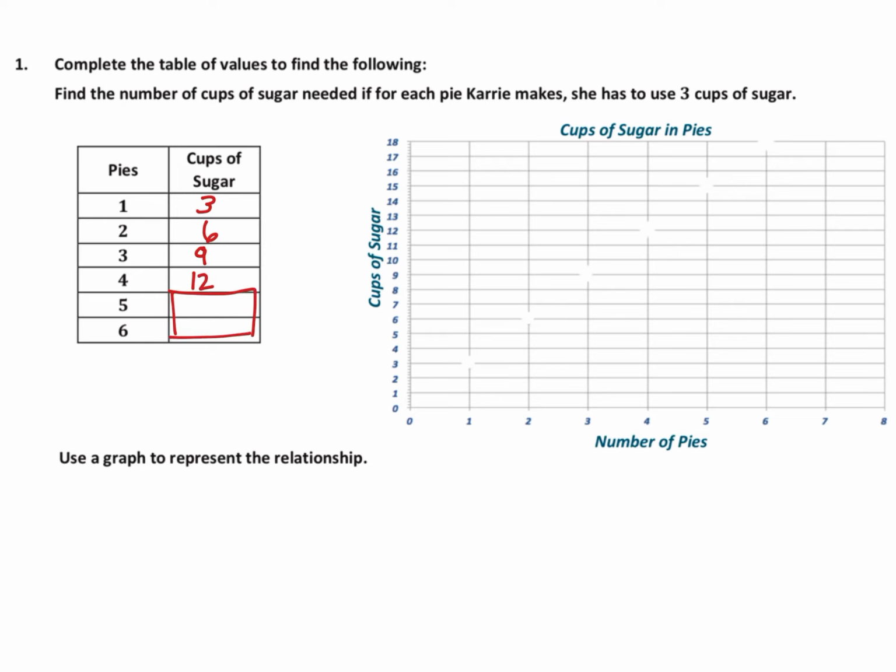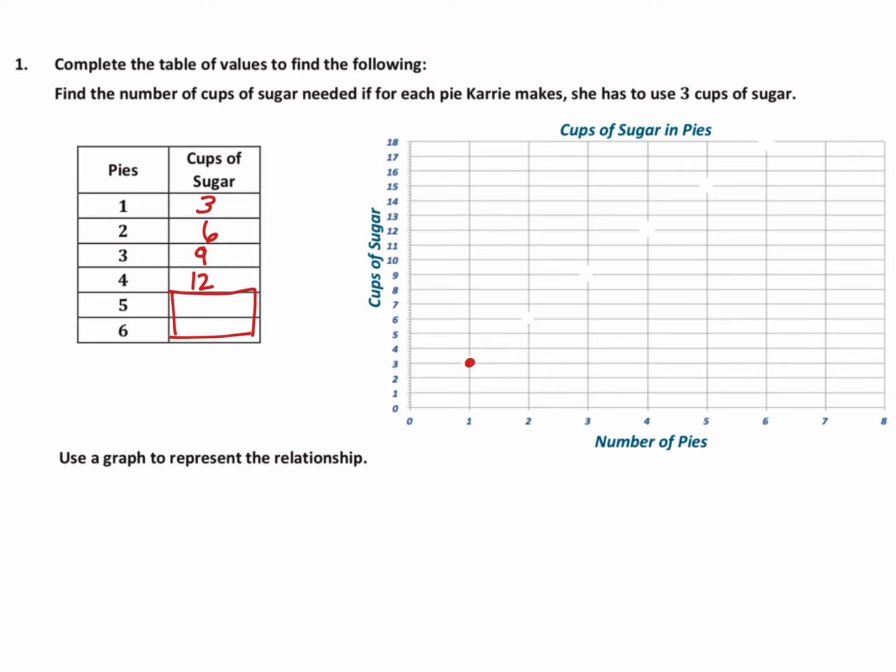And over here, what we're going to do is graph these points. So for 1 pie, she needs 3 cups of sugar, which is this point right here. 1, 3. We go over to 1 and we count up 3 spots.